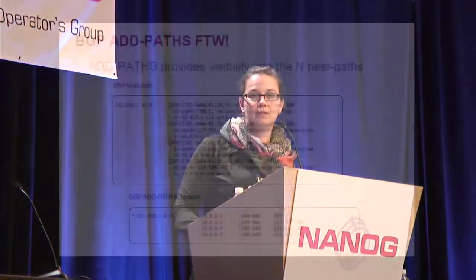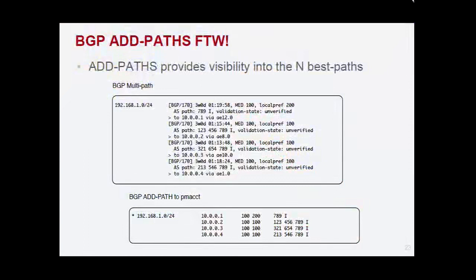So with add-path, it looks a little bit different. With add-path, the collector, pmacct, would actually know all 4 paths that are here on the very bottom, and we can make our matching of where the traffic actually went.